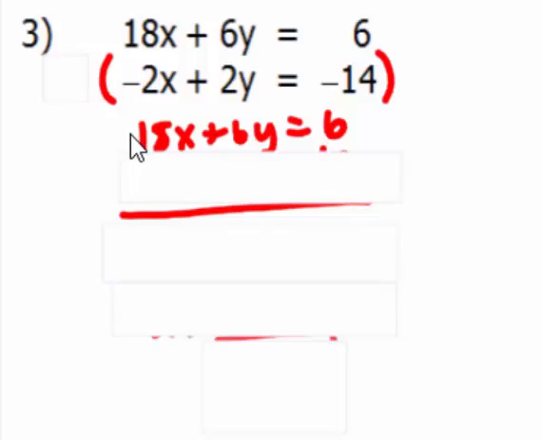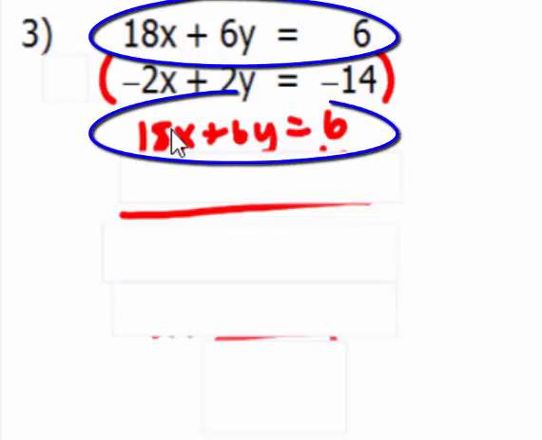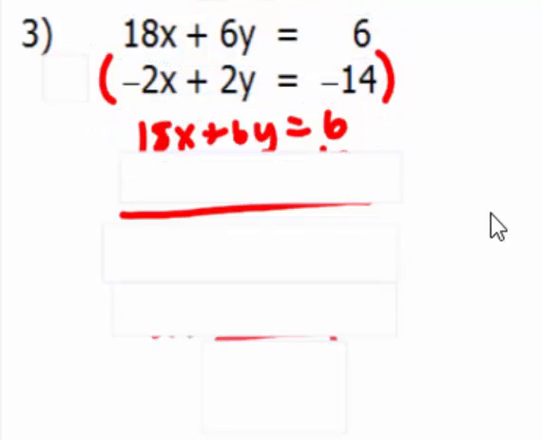And so we can multiply to eliminate x, and then later we'll multiply to eliminate y. And so I just rewrote the first equation. I didn't change anything, right? 18x plus 6y equals 6. Rewrote it. Then I'm looking at my y's, and I'm looking to see, well, 6 and 2 actually share, 2 is a factor of 6. So that means that 6 is the least common multiple there.